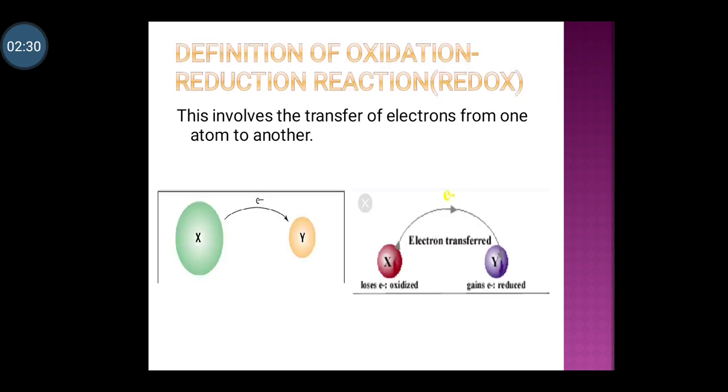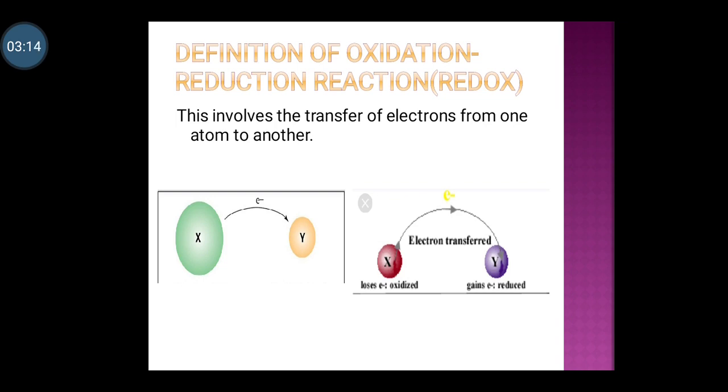Now, let us quickly go into the topic for today, oxidation reduction reaction, also called redox reaction. Oxidation reduction reactions happen around us all the time. They range from the burning of fossil fuels to the action of household bleach. In industry, we obtain most metallic and non-metallic elements from their ores by the process of oxidation or reduction.